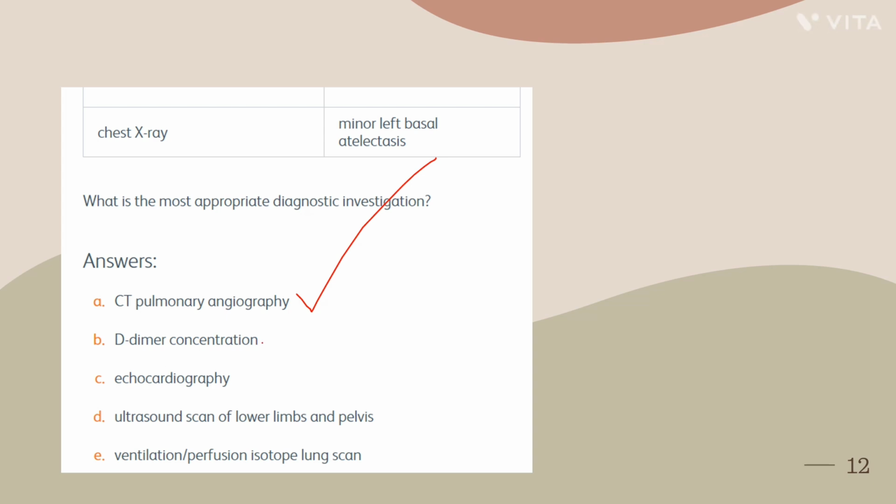D-dimer, it has only negative predictive value. This question has been asked sometime in the previous paper. What is the role of D-dimer in predicting pulmonary embolism? So it has negative predictive value. It has no role in positively diagnosing the disease. Negative predictive value means if the D-dimer is negative, you can rule out pulmonary embolism. You need not do a CTPA if you have a negative D-dimer because it has a high negative predictive value. But if D-dimer is positive, it is nowhere telling us that it is pulmonary embolism. It has no positive correlation. It has a negative correlation.